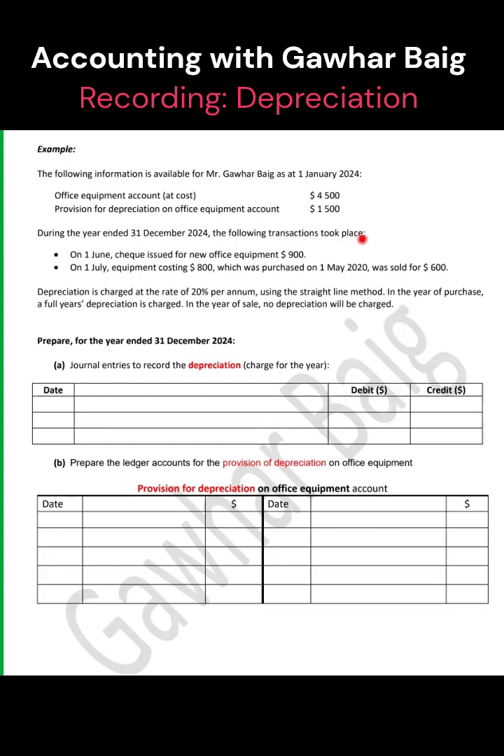On 1st June, a check was issued for new office equipment, $900. On 1st July, equipment costing $800, which was purchased on 1st May 2020, was sold for $600. Depreciation is charged at the rate of 20% per annum using the straight line method. In the year of purchase, a full year's depreciation is charged. In the year of sale, no depreciation will be charged.